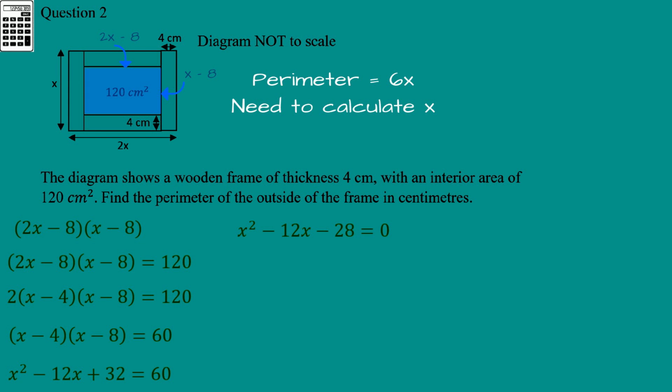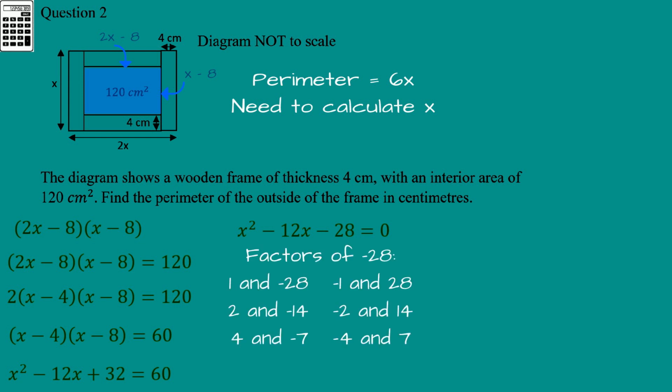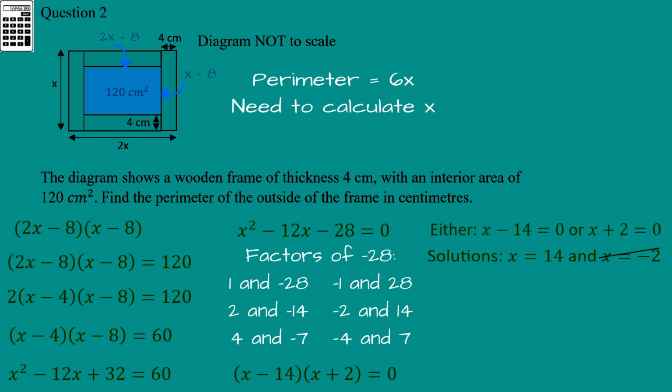To see if the equation factorizes, you need to look for factors of minus 28 that add to minus 12. The factors of minus 28 are 1 and minus 28, minus 1 and 28, 2 and minus 14, minus 2 and 14, 4 and minus 7 and minus 4 and 7. As 2 plus minus 14 equals minus 12, the equation factorizes to x minus 14 times x plus 2. The two solutions are x equals 14 and x equals minus 2. You can't have x equals minus 2 here, so x equals 14. Hence, the perimeter is 6x, which is 6 times 14, which is 84 centimeters.